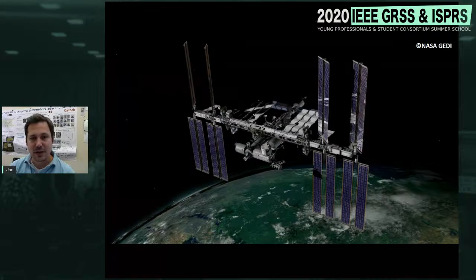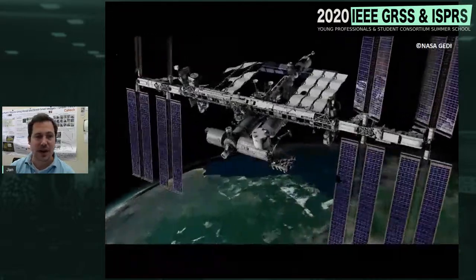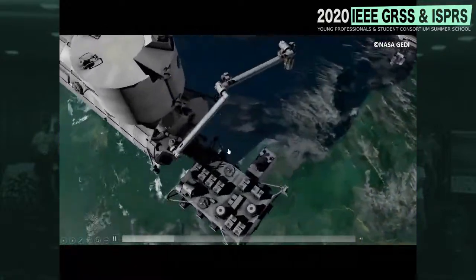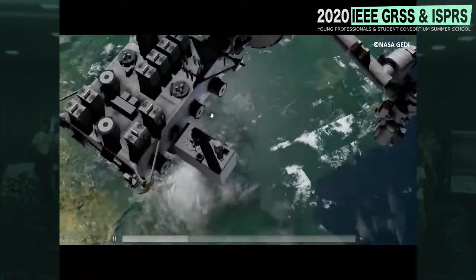And this is just a video from NASA GEDI of the mission. So this is the ISS that you can see. And the instrument is here. So this is the module to have payload on the ISS. And this is the payload.